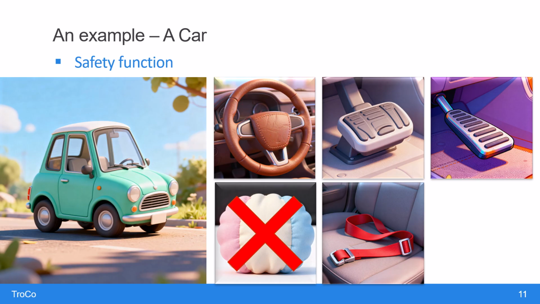This example shows that, even though all of these are called safety functions, they do not have the same level of importance. Some functions prevent hazardous situations from occurring in the first place. Others reduce the consequences only after a hazardous event has already started.